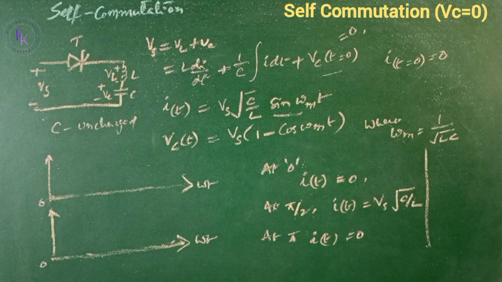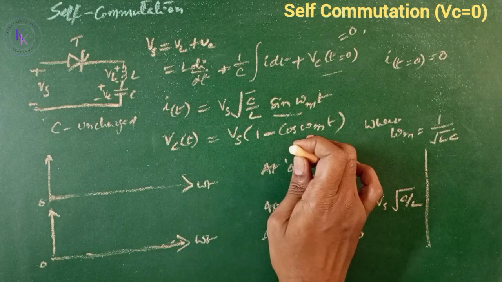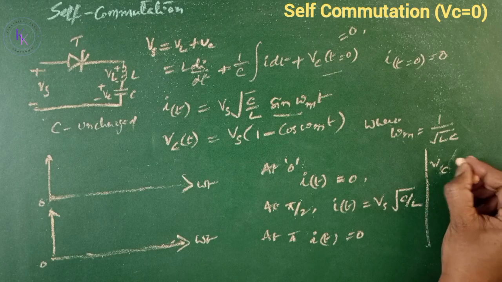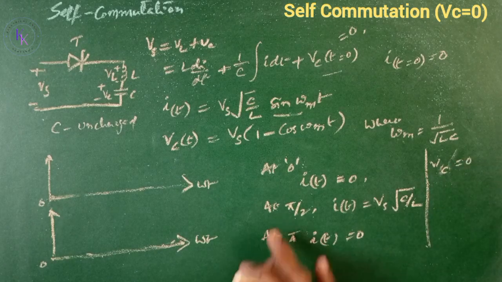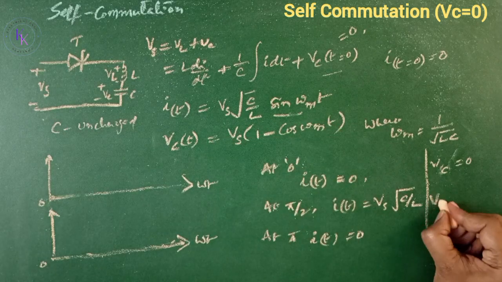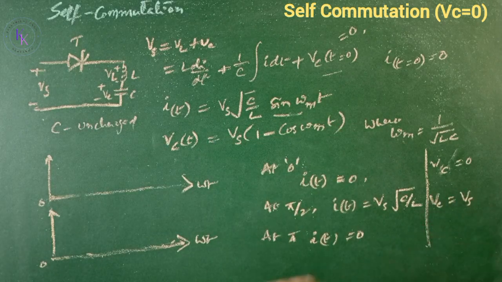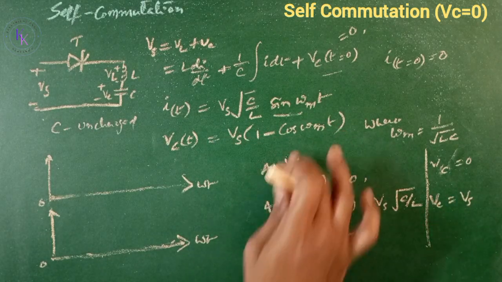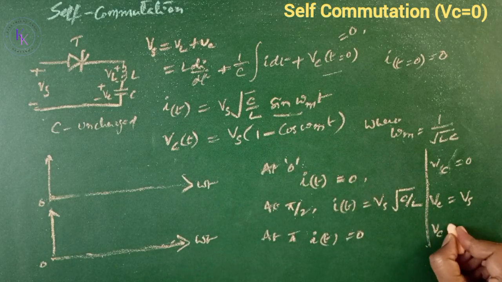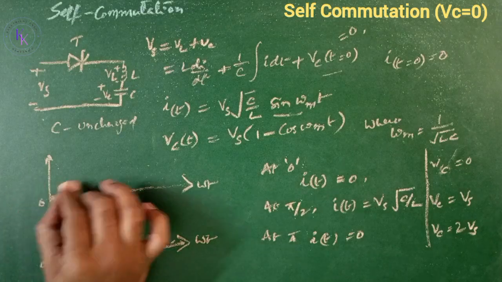Now what about the voltages? At 0, cos 0 equals 1, 1 minus 1 is 0, so Vc equals 0. At pi by 2, cos pi by 2 is 0, so Vc equals Vs. At pi, cos pi is minus 1, so 1 minus minus 1 gives Vc equal to 2 Vs.